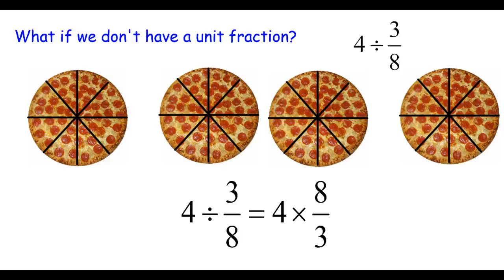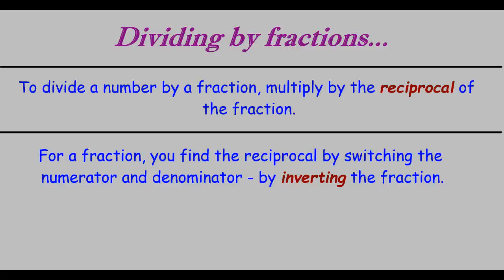And so that informs the way that we divide by fractions, and that actually becomes our rule. To divide any number by a fraction, you multiply by the reciprocal of that divisor. And you find the reciprocal by switching the numerator and denominator. We also call that inverting the fraction. Go ahead, pause the video, write these down, and come back when you're ready to move on.